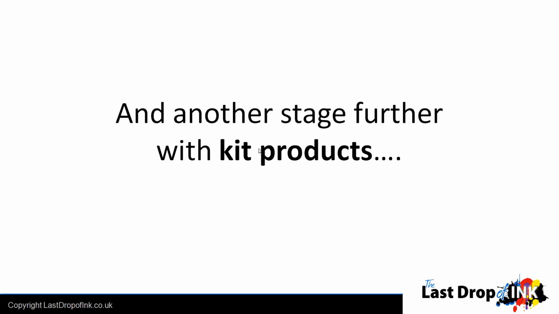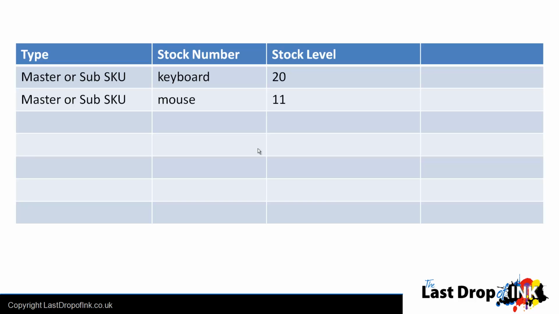Okay, so let's take this a stage further with kit products. Now, let's say that we've got 2 different products. We've got a keyboard and we've got a mouse, and they have 2 different stock levels. We have 20 keyboards and we have 11 mice. Okay, we create a new product called keyboard_mouse, and we assign 1 mouse and 1 keyboard to it, and if you look, the stock level is 11, because that is the maximum number of kits which we can make.